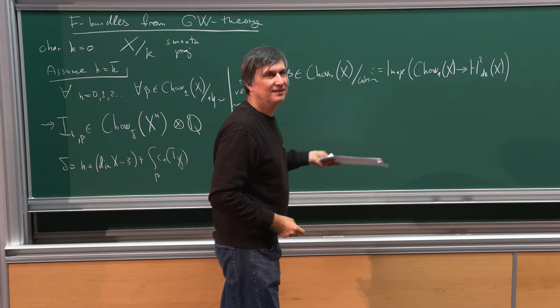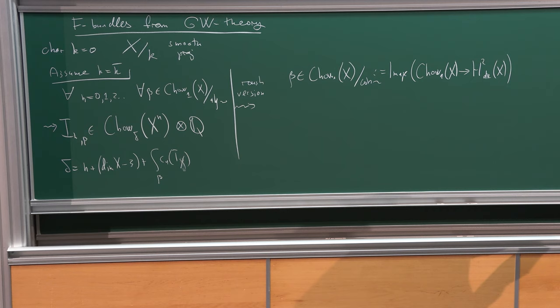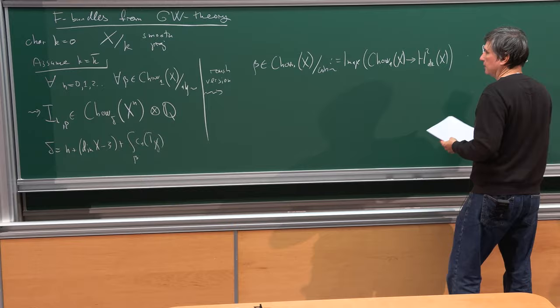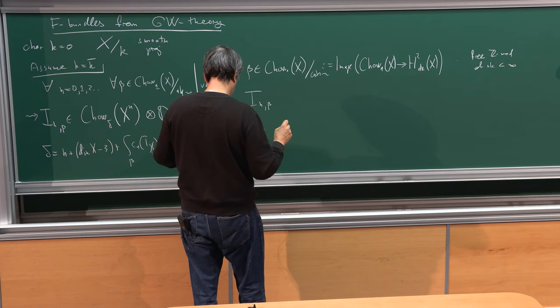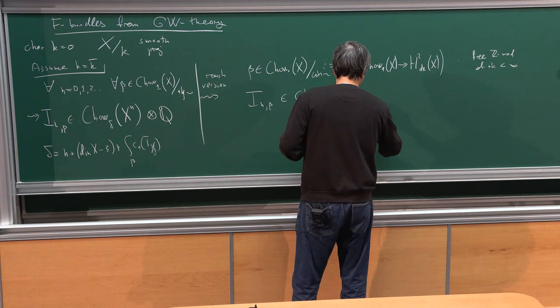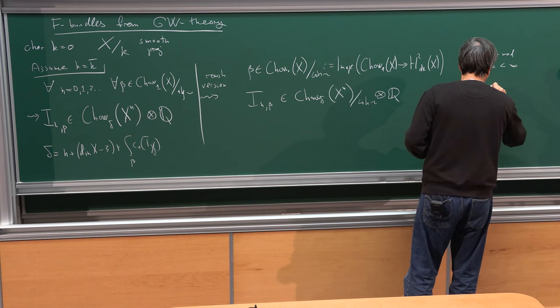In particular, you kill torsion. So it will be a free Z module of finite rank. And this beta will be, for me, an element of the following thing. It will be Chow delta of X^n up to cohomological equivalence multiplied by Q, and it will be a free Q module of finite rank.